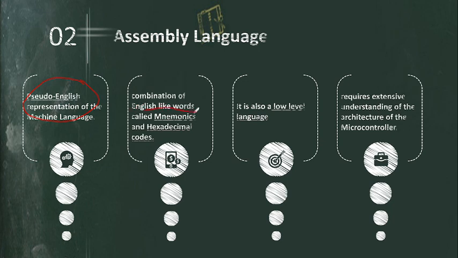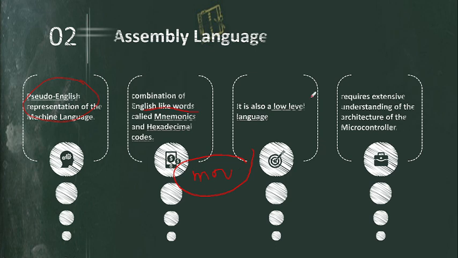This is important: it's like English words, but not exactly English words. For example, we can take one instruction here. We have an instruction called move, and in English we spell it as move. But in a microcontroller, in assembly language, we just write it as mov. These are English letters, but not exactly the way you write the word in English, right? So that's why it is called pseudo English.